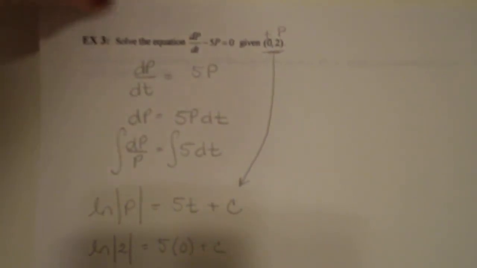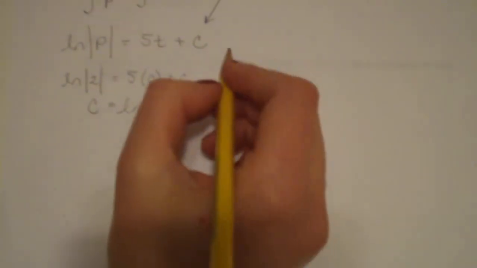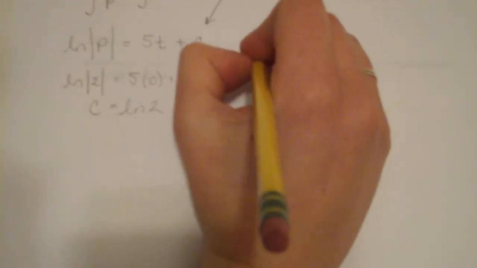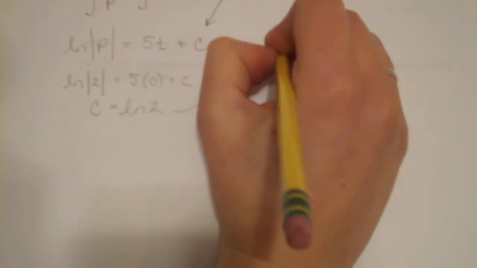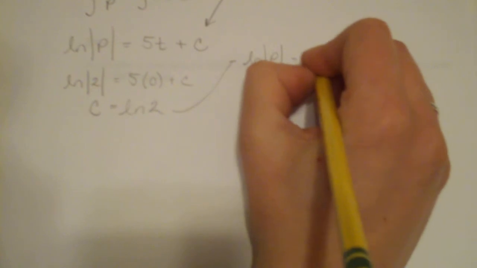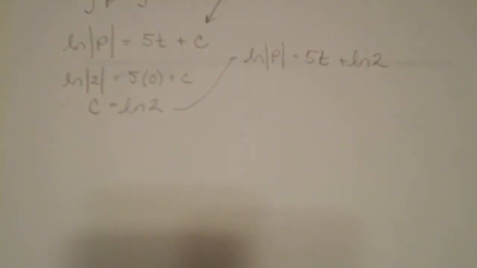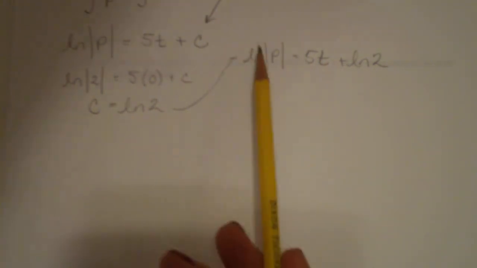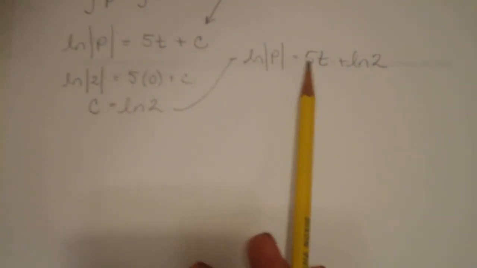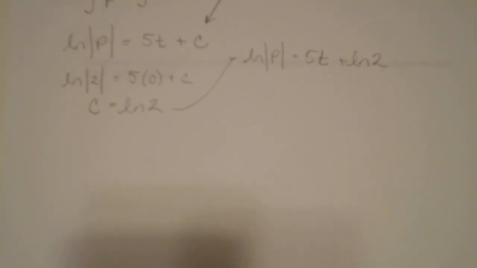Now, at this point, I can drop my absolute value bars because 2 is a positive number. So I know I'm all set there. Okay? So now, let's see what my equation looks like. ln, absolute value p, is equal to 5t plus ln of 2. Now I'm trying to solve for y. In this case, that would be p. So if I look at this, ln, absolute value of p, is equal to 5t plus ln of 2.